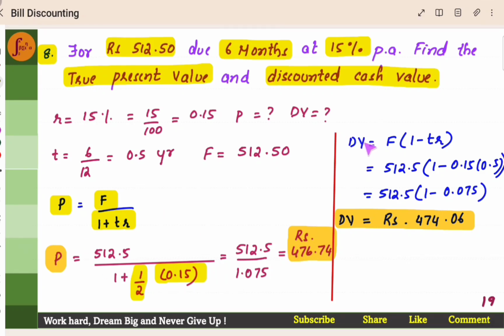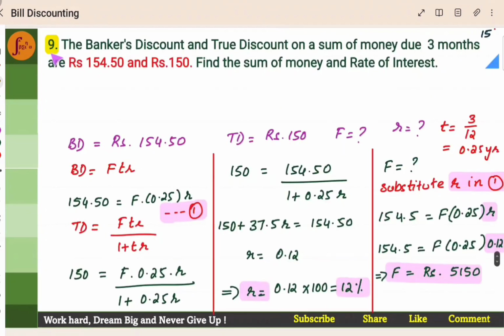What is the formula for discounted cash value? It is F into 1 minus TR. So substitute face value, substitute T and R. You will get discounted cash value. Let's go to the ninth problem. The banker's discount and true discount on a sum of money due 3 months are rupees 154.5 and rupees 150. Find the sum of money and rate of interest.